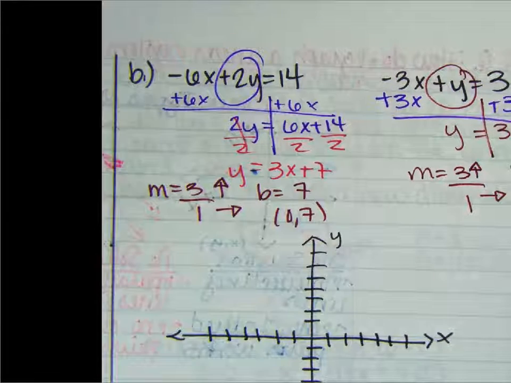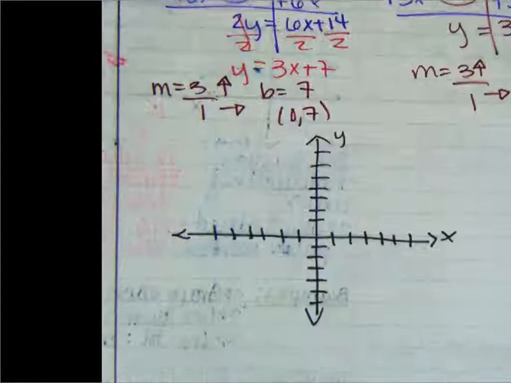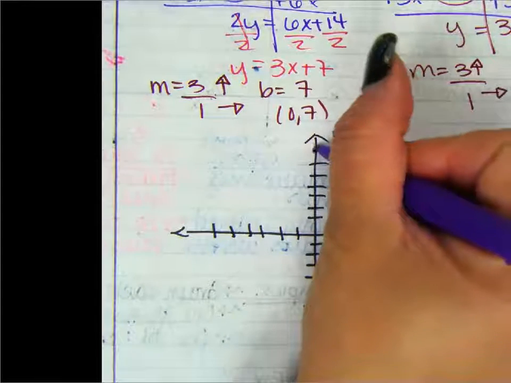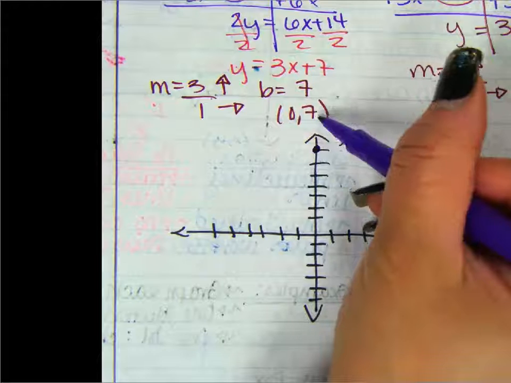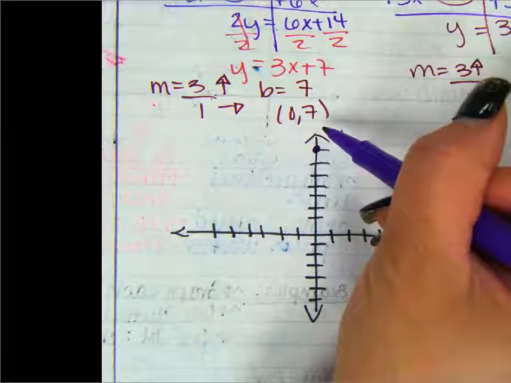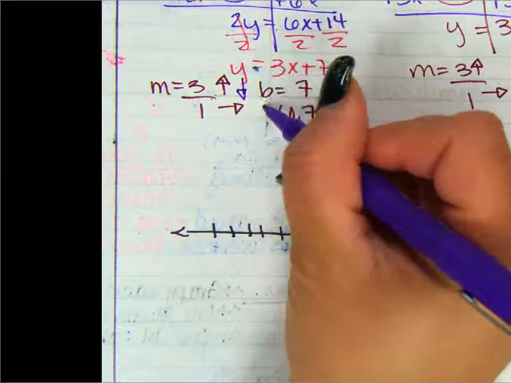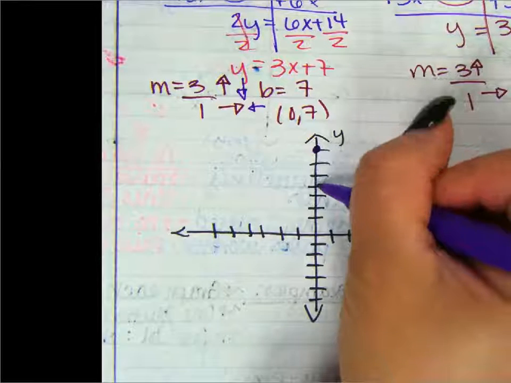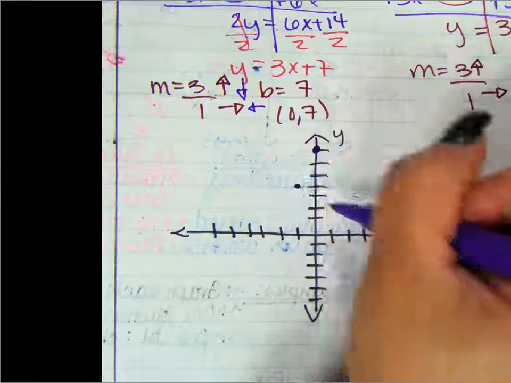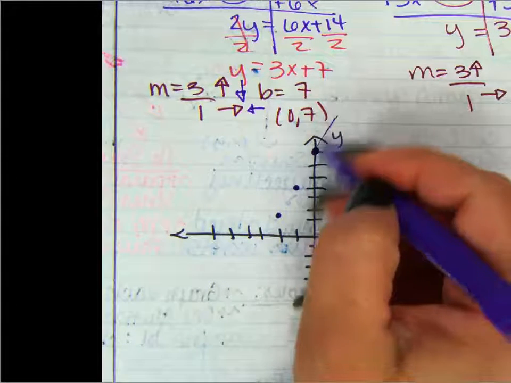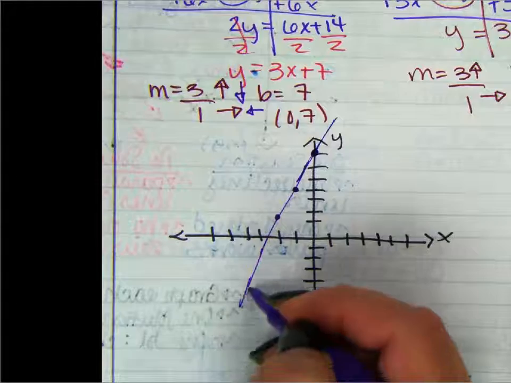I'm going to graph the first one. The first one starts at 0, 7. So 0, 7 is 1, 2, 3, 4, 5, 6, and 7. From here it says to go up 3, but if I notice my graph does not go up 3, so I need to go the opposite. So instead of up, I go down. Instead of right, I go left. So 1, 2, 3 down, and 1 left. There's my line.